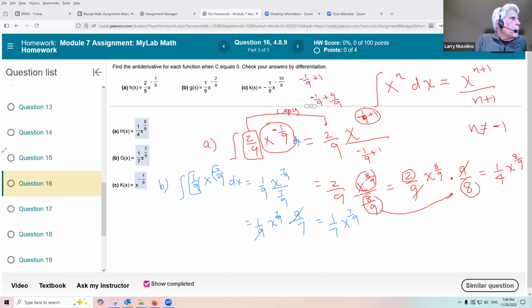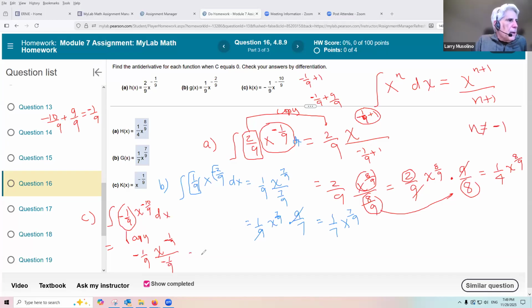All right, let's do one more example here. Example C, integral of -1 over 9 x to the -10 over 9. I'm going to copy the -1 over 9 down. Now I'm going to be adding 1. So our exponent is -10 over 9, but I'm adding 1, which is 9 over 9. That's -1 over 9. So -1 over 9 divided by -1 over 9.